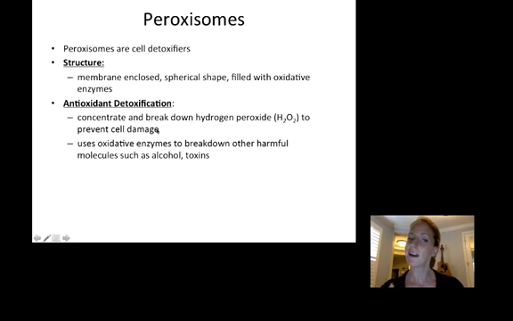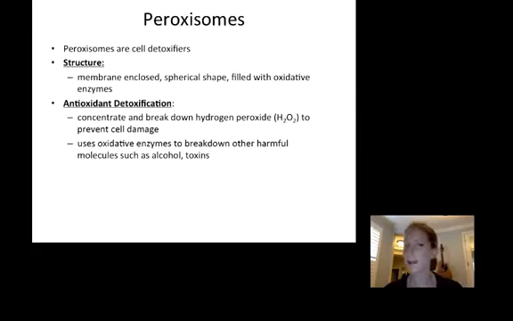As an aside, the bacteria around in our environment do not have peroxisomes, and that's why you can kill bacteria with hydrogen peroxide, but you can't kill your cells with hydrogen peroxide. The peroxisome uses oxidative enzymes to break down other harmful molecules as well, such as alcohol and toxins.